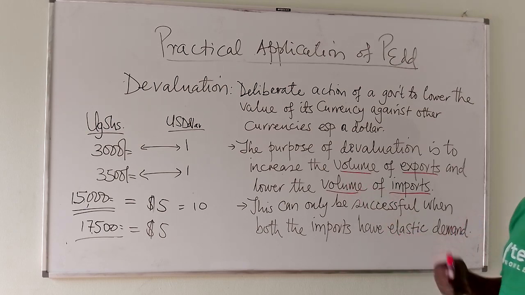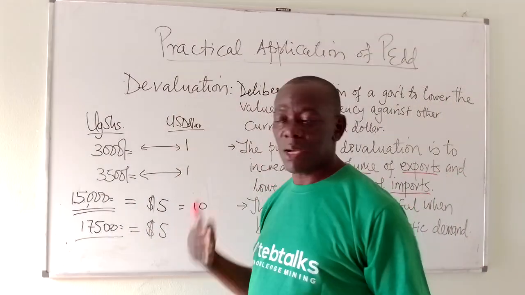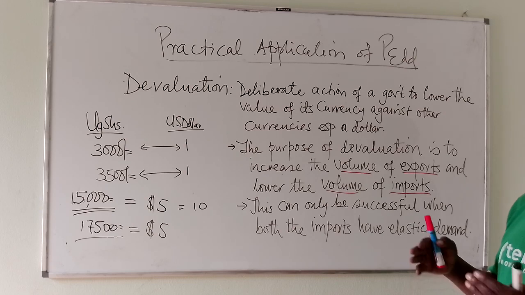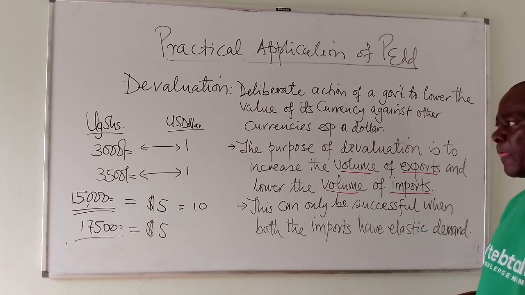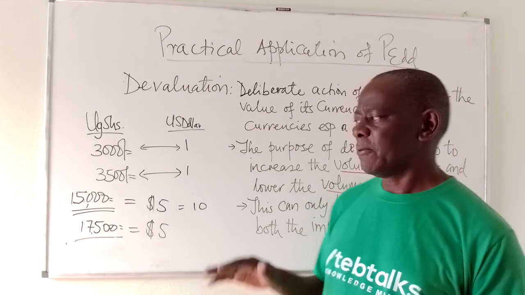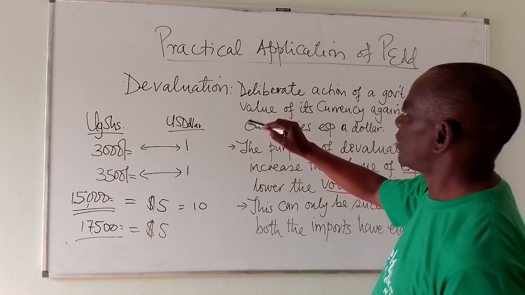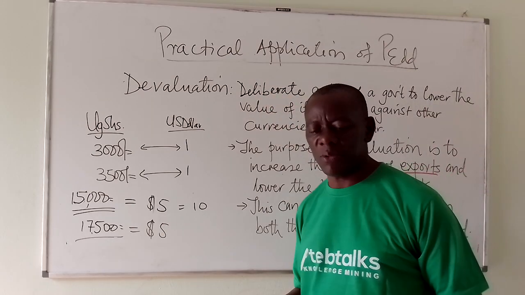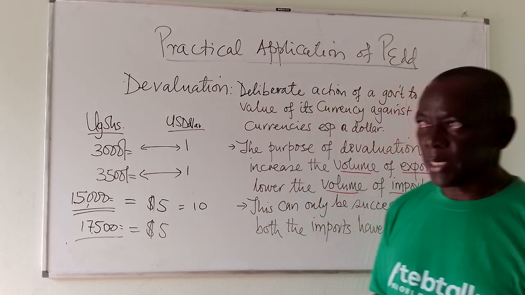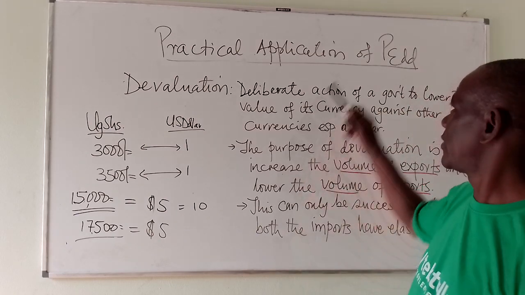For example, if the shirts have inelastic demand, even if you have increased the price, the demand will still be high. So if the imports have inelastic demand and the exports have elastic demand, then the devaluation is not going to be that successful. But when we come to international trade, we shall be able to see the real effect of this devaluation under free exchange rate system. So that is devaluation, a practical application of price elasticity of demand, one of the areas where practically we apply the price elasticity of demand.